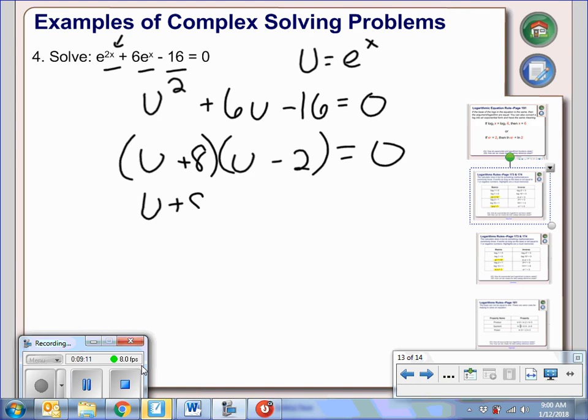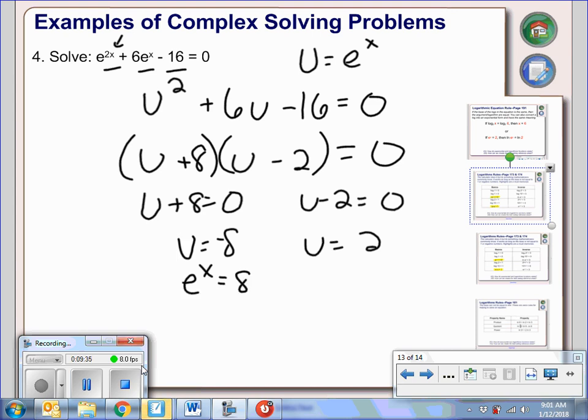U plus 8 equals 0. U minus 2 equals 0. So u equals negative 8, and u equals 2. Again, I can't have just the u. I have to replace it back with the e to the x. So e to the x equals negative 8, and e to the x equals 2.